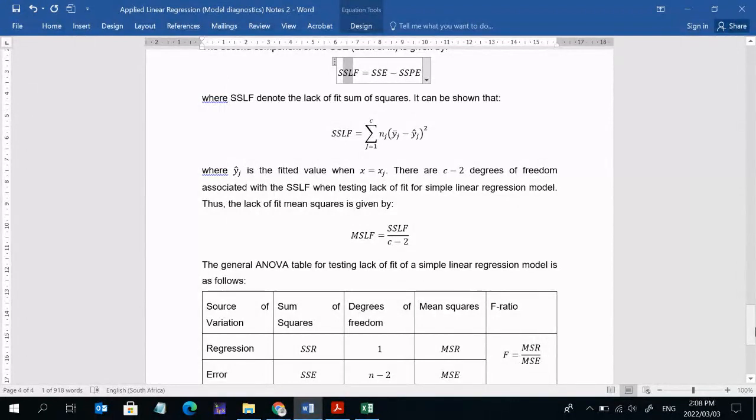SSLF, which is the SS lack of fit, plus the SSPE, which is the SS pure error, they are equal to SSE. So now that we have the SSE and we have also calculated SSPE, we can get SSLF by subtracting SSPE from SSE.